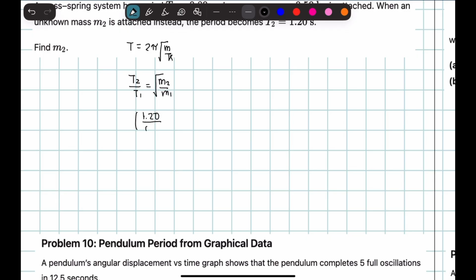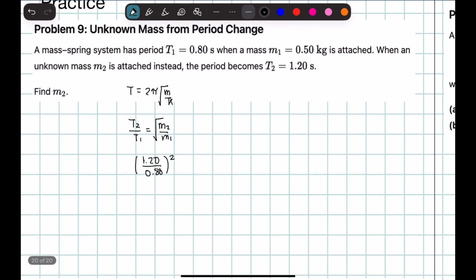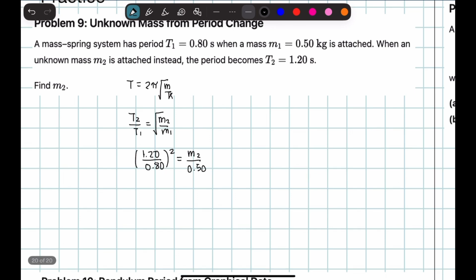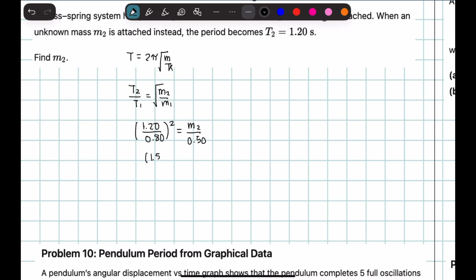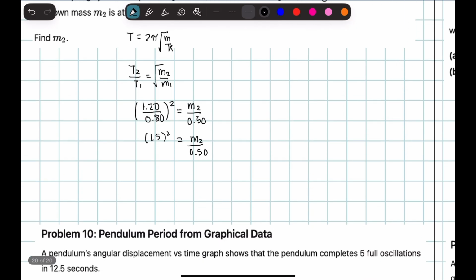Now, if you square both sides, you have 1.20 divided by 0.80, squared. Using the values that we have here, that is going to equal M2 over 0.50. Simplifying this, we have 1.5 squared is equal to M2 over 0.50, and we have 2.25 is equal to M2 over 0.50. So we have that M2 is equal to 1.125 kilograms.